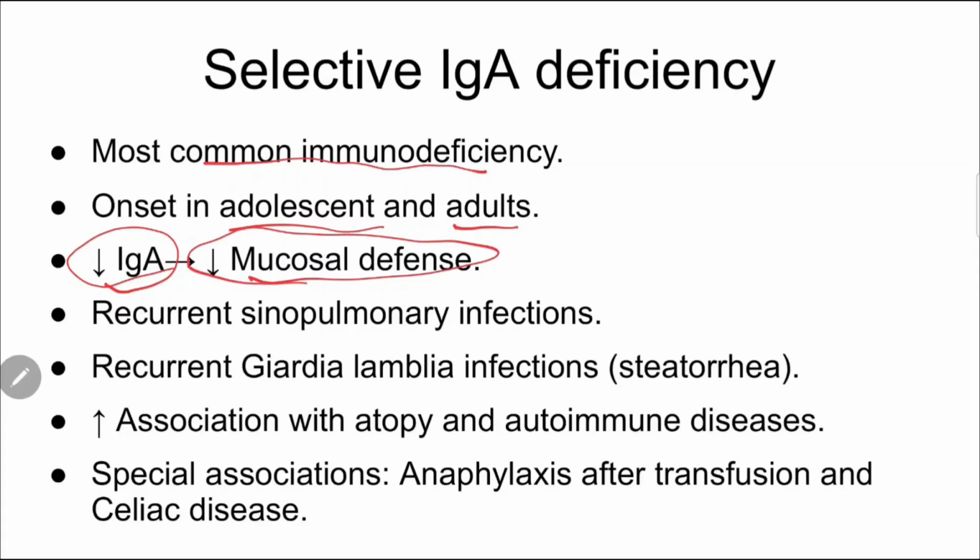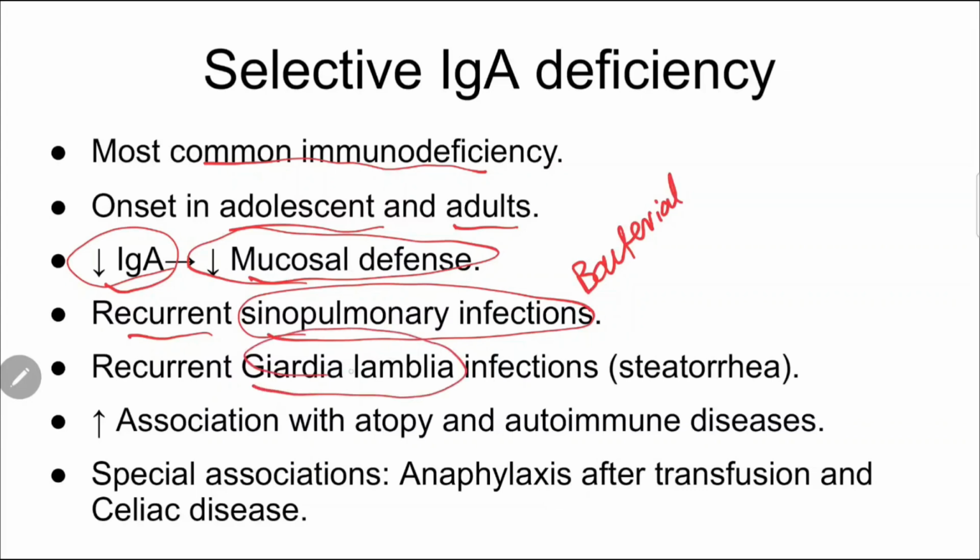So how does this present normally? Recurrent sinopulmonary infection. So your sinuses and your lungs, or your respiratory tract, will be most commonly affected, right? And they will be mostly affected with bacterial infections. Another high yield point that you have to know is that you're also prone to recurrent Giardia lamblia infections.